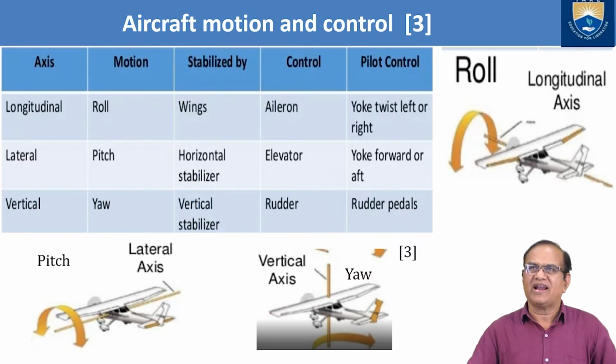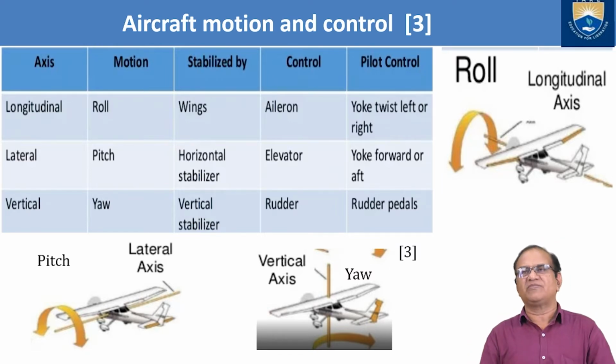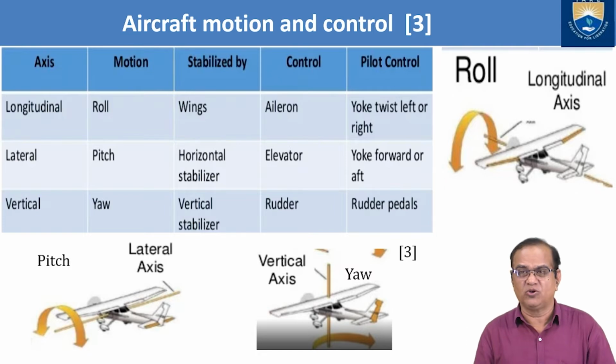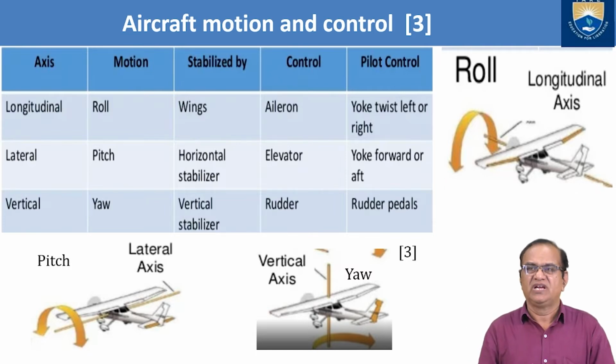Now, aircraft motion and control. I have discussed all these three controls, that is elevator, aileron and rudder, and I am depicting the motion by these three diagrams, and all of these are taken from reference number 3.